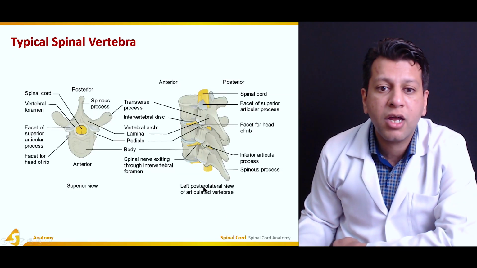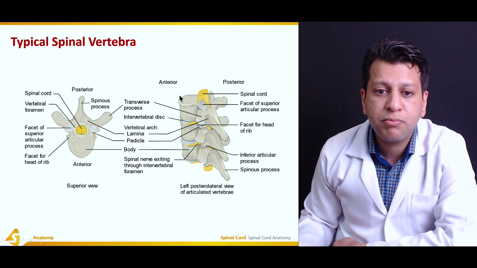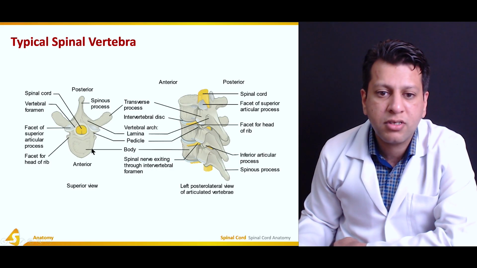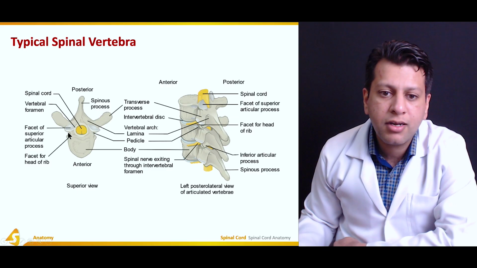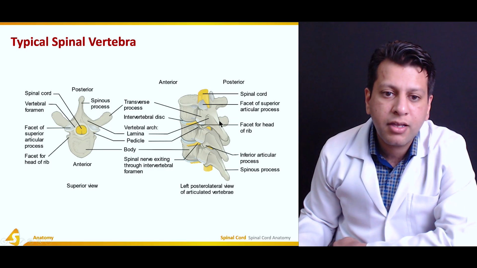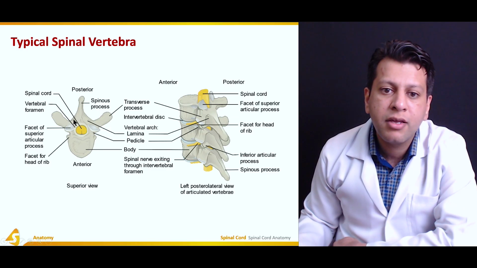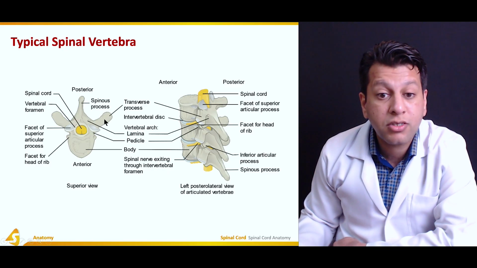This is a diagram of a typical cervical vertebra. On this superior view, you can see that anteriorly is the body. Posteriorly, the spinal cord is present over here, and anteriorly there is a body. Then on the lateral side, there are the pedicles, as you can appreciate over here. And then this forms the laminae, which eventually culminate posteriorly into the spinous processes, and then laterally give rise to transverse processes, which can be appreciated in this diagram.